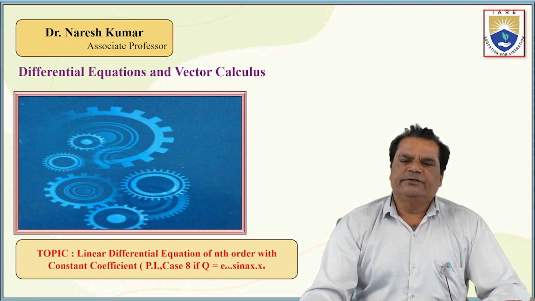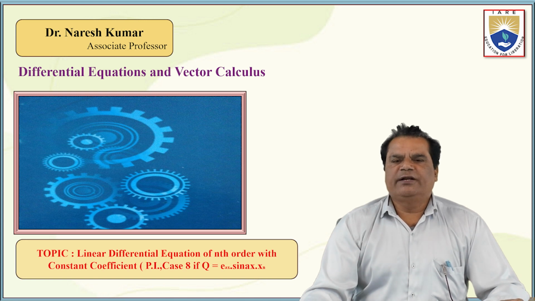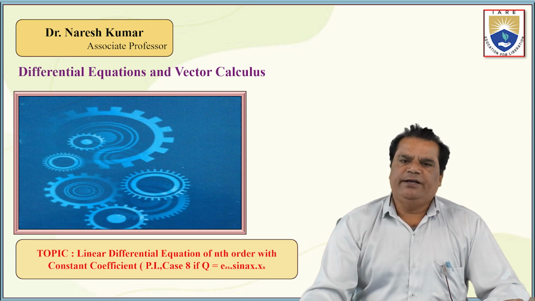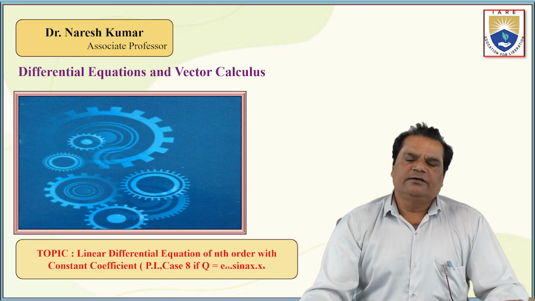In case 8, we have discussed case by case from the start. In case number 8, the value of Q is given as the exponential function e to the power ax, into the trigonometrical function sin bx or cos bx, and x to the power n, which is an algebraic function. So there are three functions which are multiplied, and we find the particular integral.